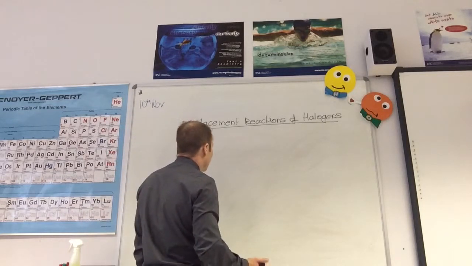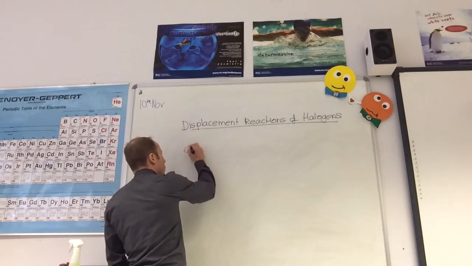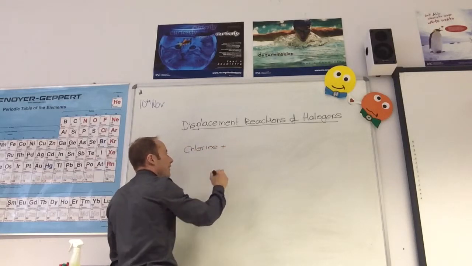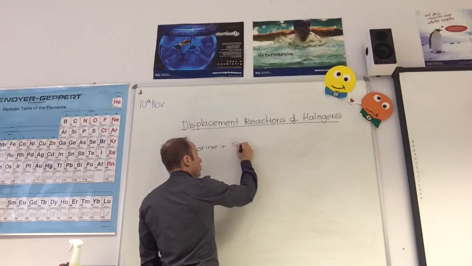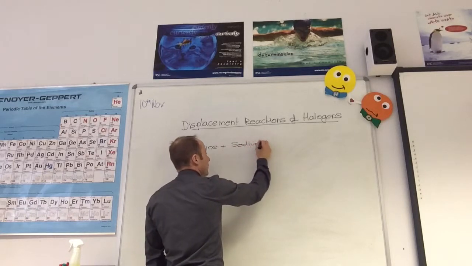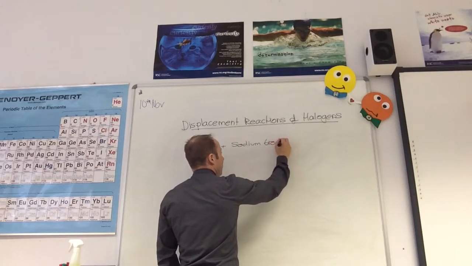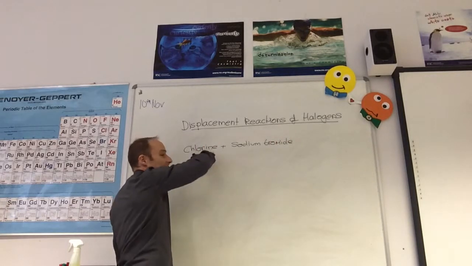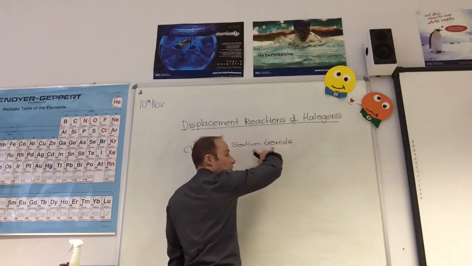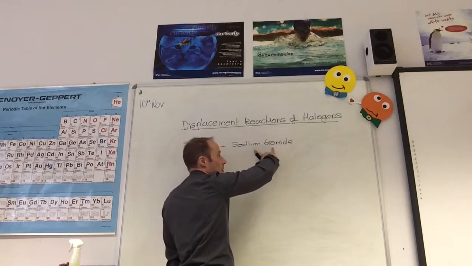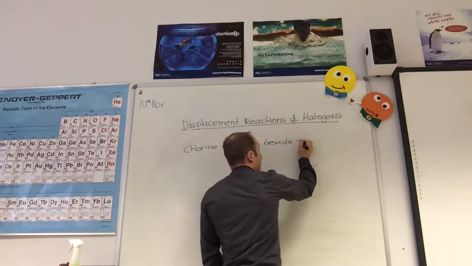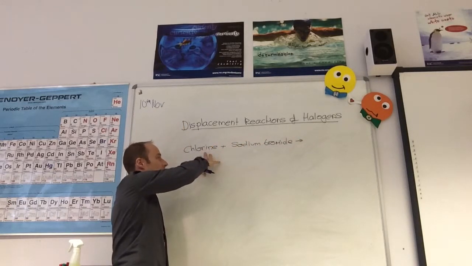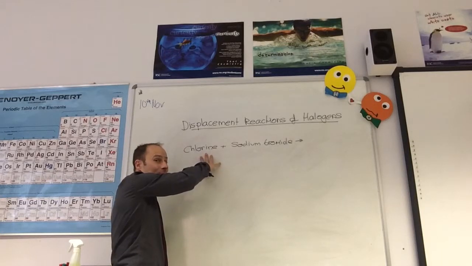So the key one is I'm going to take chlorine and I can react it with, say, sodium bromide. So that's the element and that's the salt. And we find that a more reactive halogen displaces a less reactive one from solution.